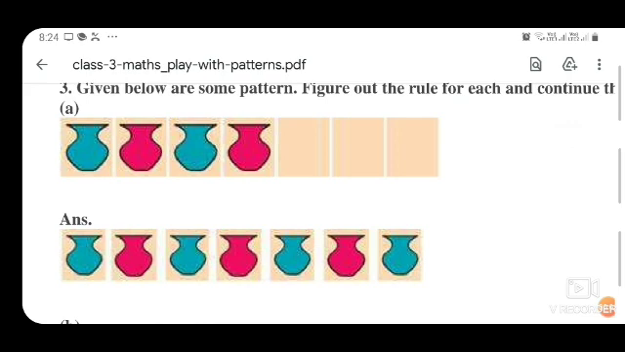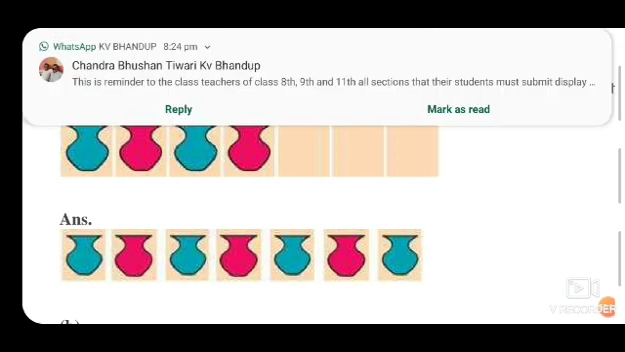Now let us see some textbook sums. One blue pot, then red pot, then blue pot, then red pot. What will come next? The blue pot, then red, then blue, then red.